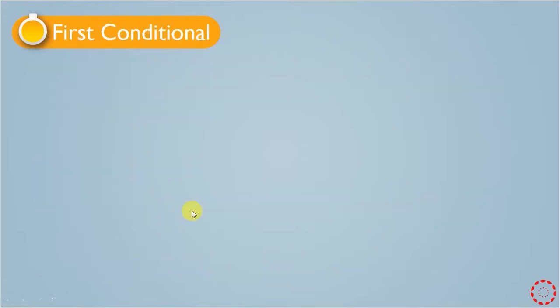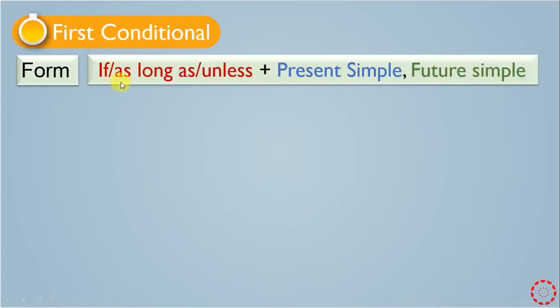So let's talk about the structure or the forms of first conditional statement or sentence. This is the form of first conditional. We have if, or as long as, or unless. Then we have two sentences. The first one that follows these words or phrases or expressions, if, as long as, unless, should be in present simple tense. And then after this sentence we have a comma, and the second sentence should be in future simple.